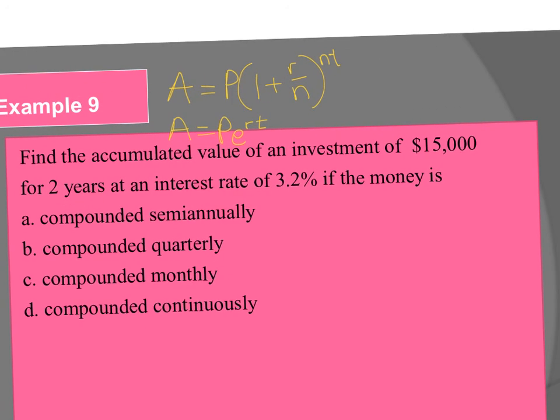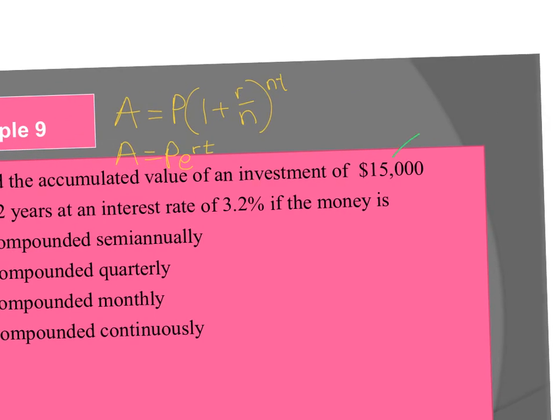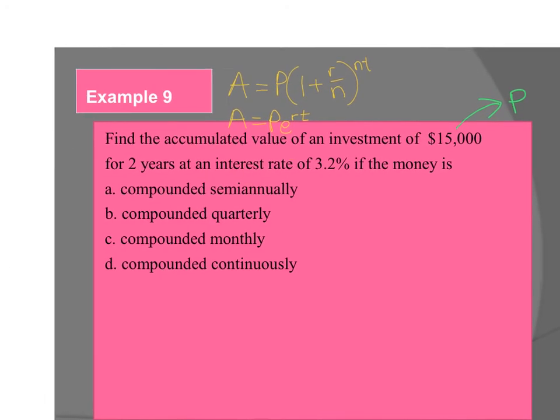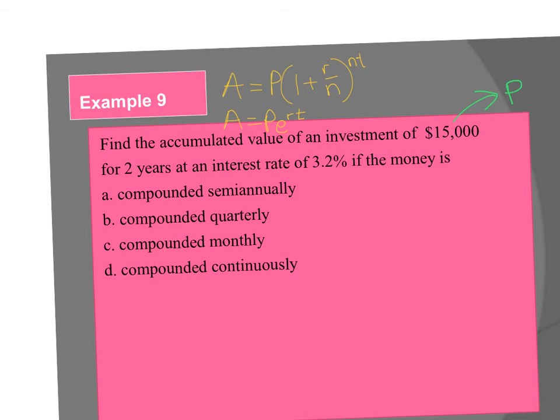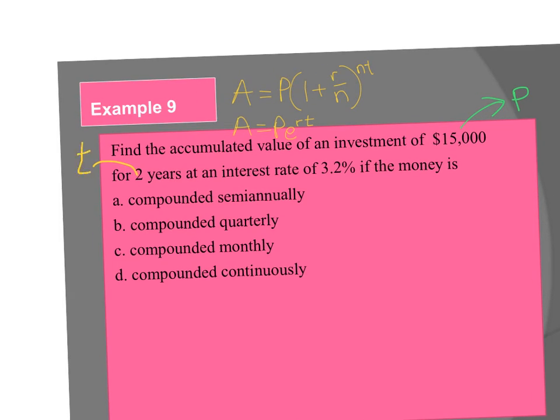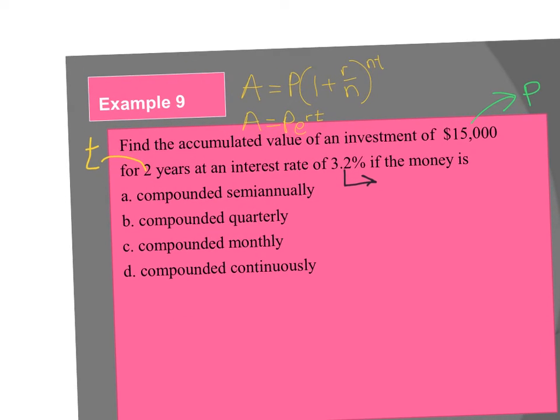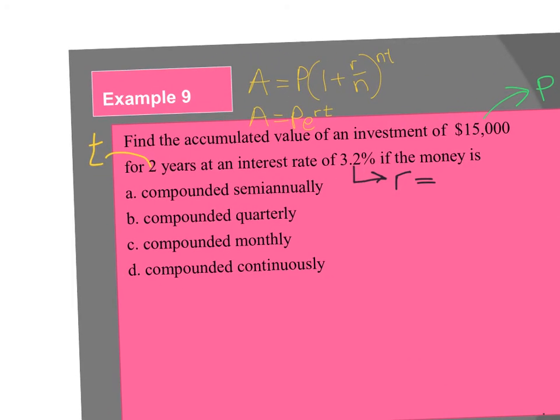15,000. For 2 years, what does that represent? This is your T. At an interest rate of 3.2%, what is that? R. And that's in percent, which means what in decimal form? Good. 0.032. So you're going to move your decimal 2 places to the left.